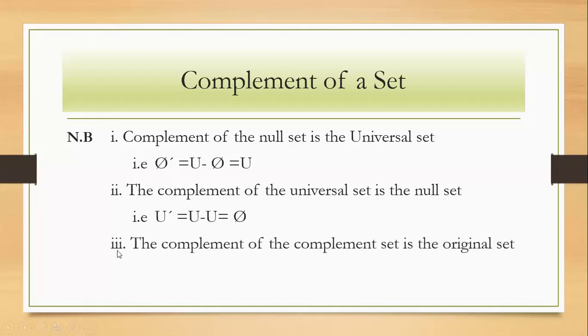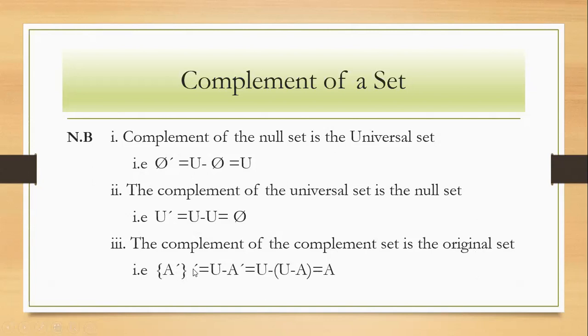Now, number 3 important point is the complement of the complement set is the original set. What does it mean? A double dash means the complement of the complement set. Complement of the complement of the set is the original set. Okay, how can we solve it?